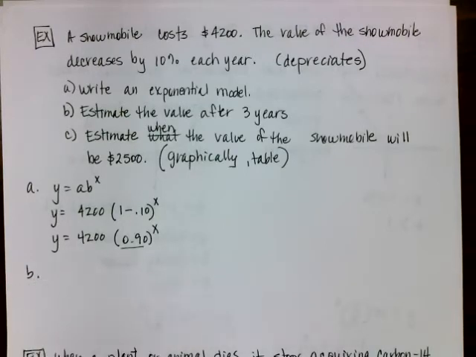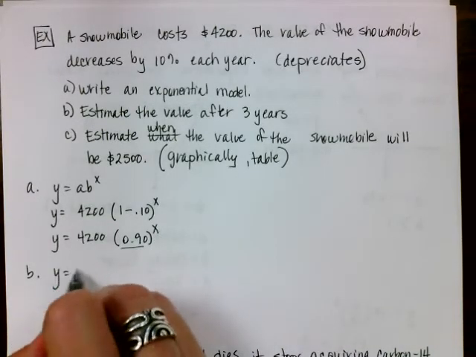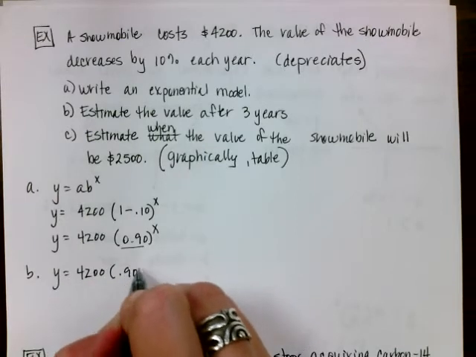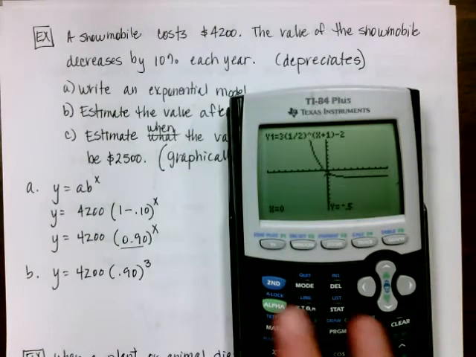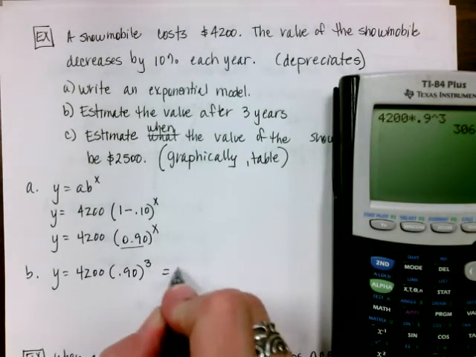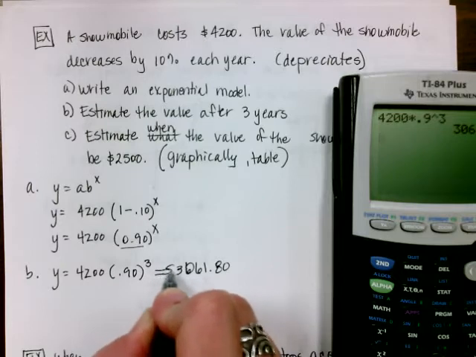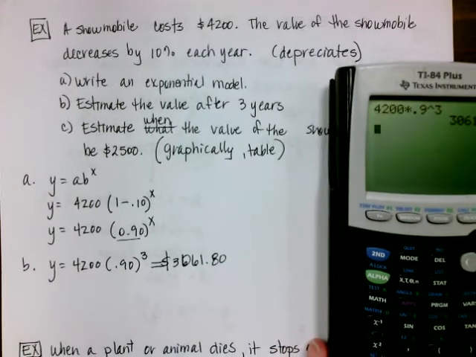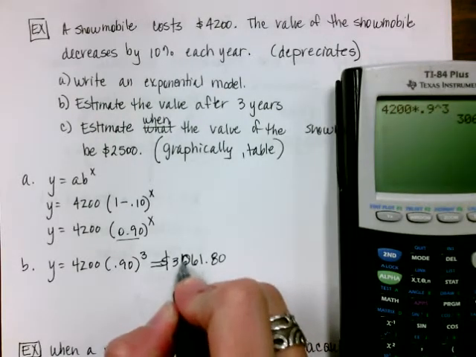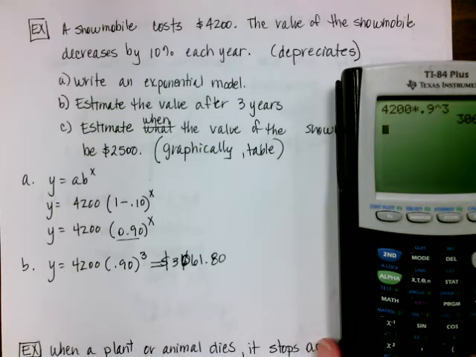The B part then says estimate the value after 3 years. So I'm going to substitute a 3 right here in for my x. So I'm going to get 4,200 times 0.90 raised to the third. I'll do that on my handy dandy grapher. So 4,200 times 0.9 raised to the third, and I get that the value is 3061.8. So when I bought it, my snowmobile was worth 4,200, and after 3 years, that's a 0 by the way, my snowmobile is now only worth just a little over $3,000. So that's what depreciation does. It decreases in value.